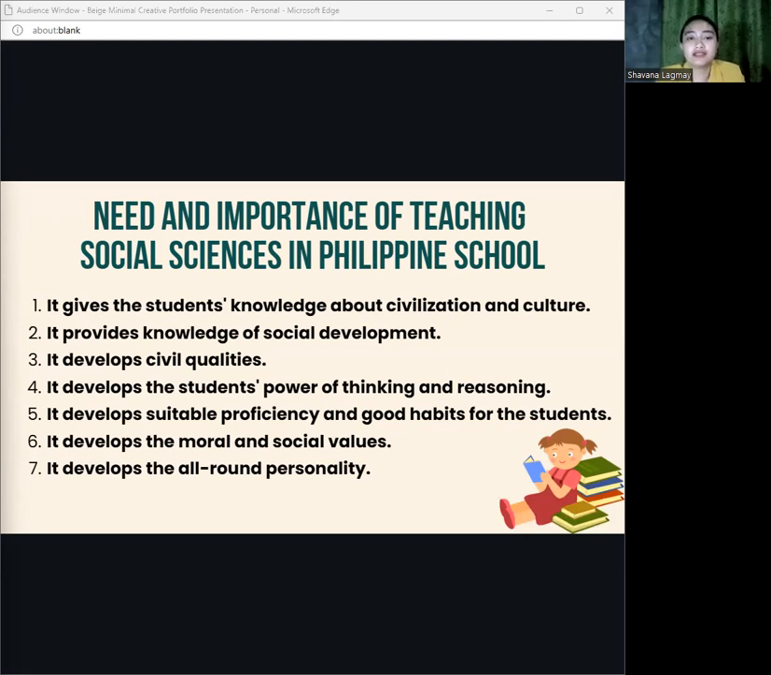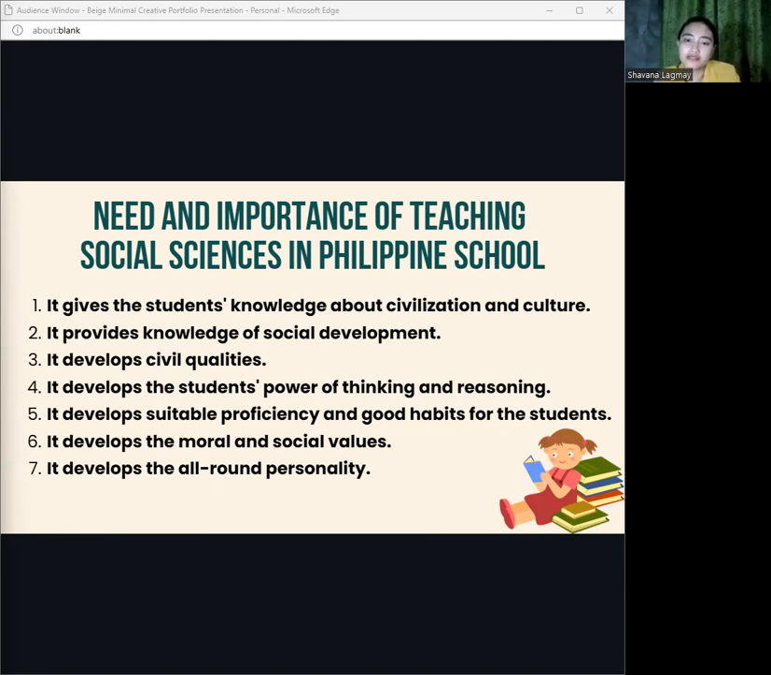Okay. So number two, it provides knowledge of social development. So social skills help our students to form positive relationships, have conversations, develop body language, cooperate, share, and even play together. So having well-developed social skills also leads to improved mental capacity and cognitive abilities, as well as a good overall mental health.